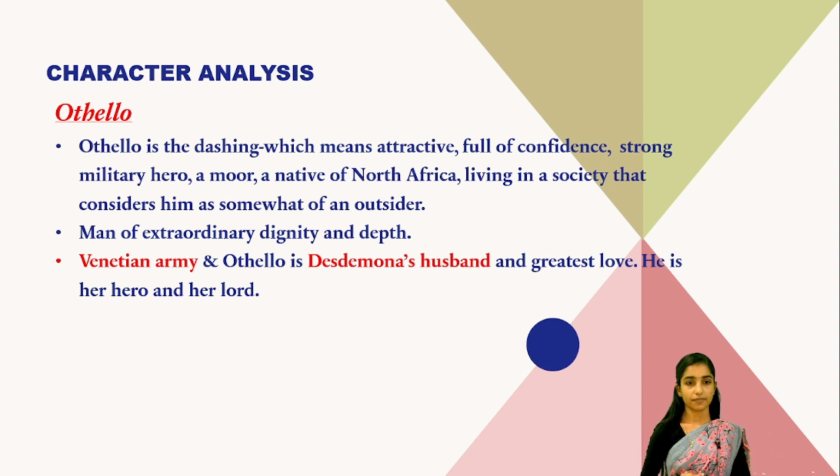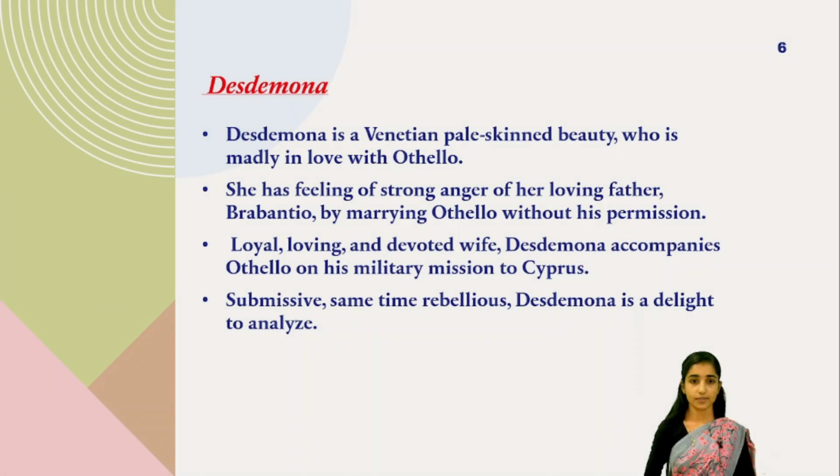He was a man of extraordinary dignity, with depth of truth in his personality, and he belongs to the Venetian army. Othello is Desdemona's husband and the greatest love of Desdemona; he is a great hero and a great lord to her. Desdemona is a Venetian pale-skinned beauty who is madly in love with Othello. The two of them eloped and got married without her father's permission.